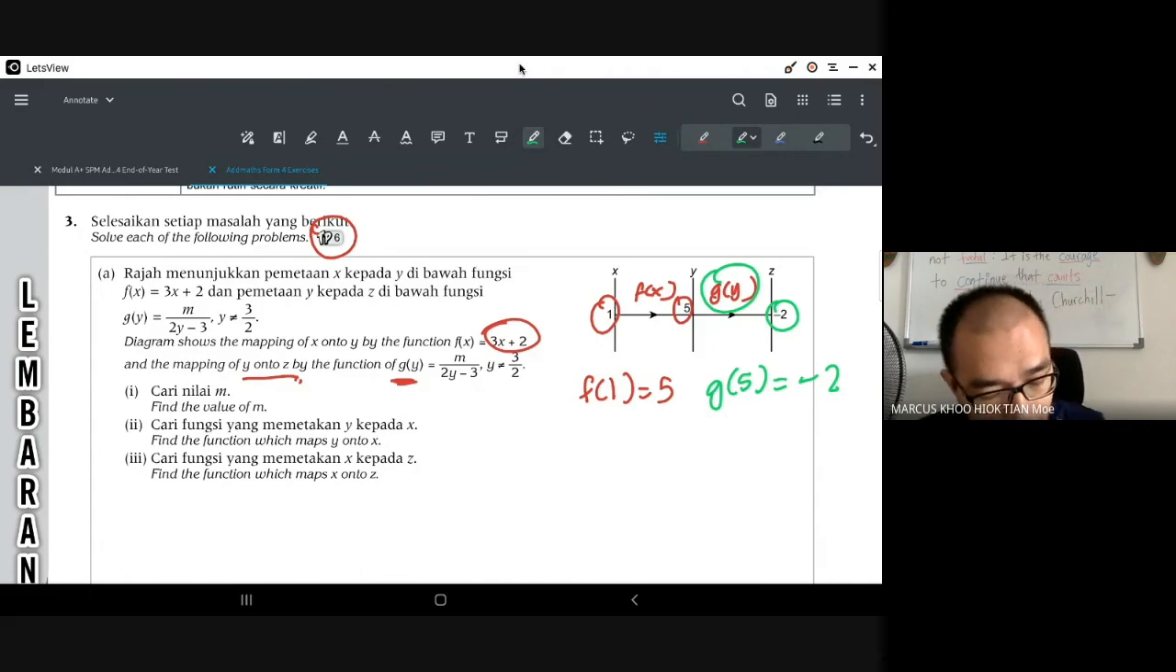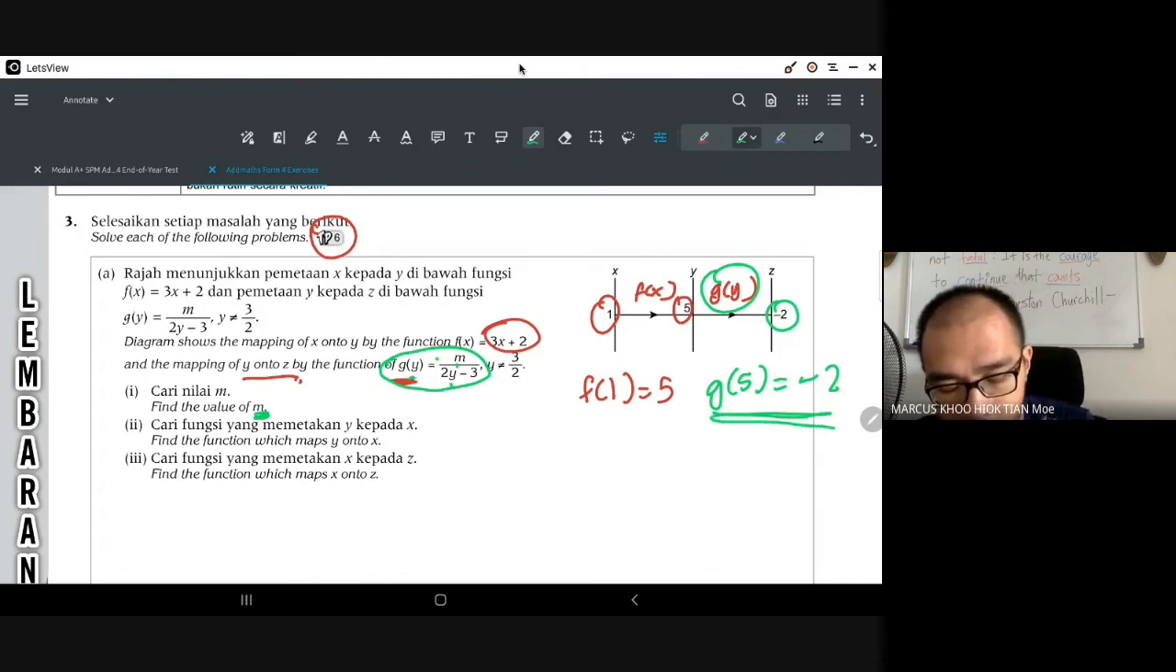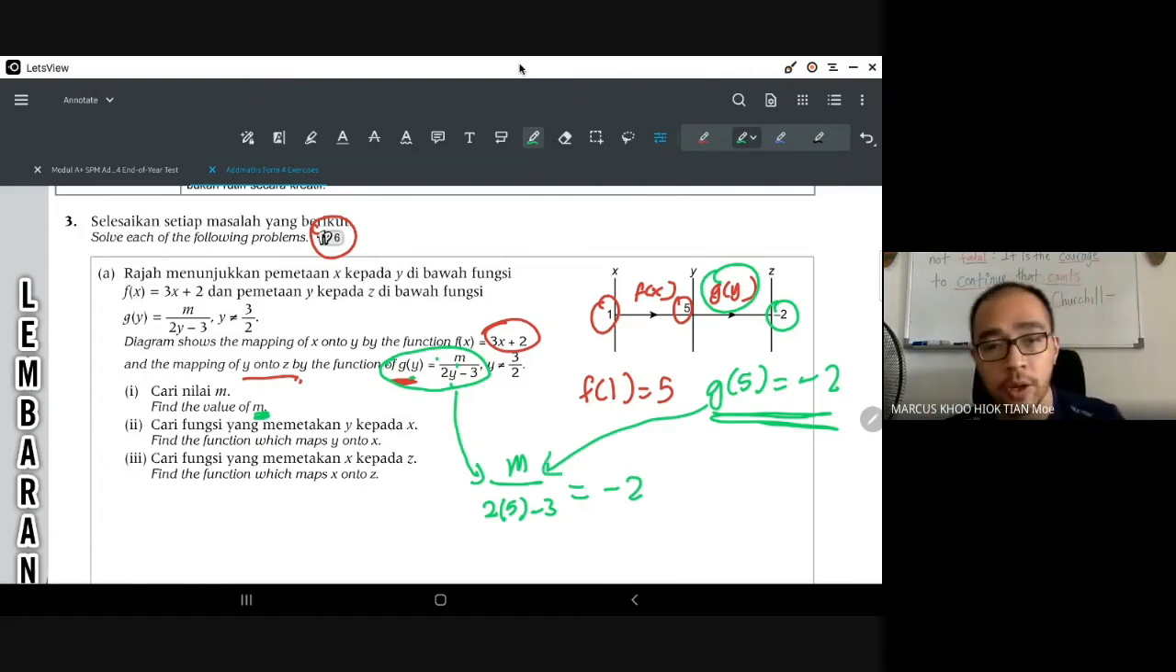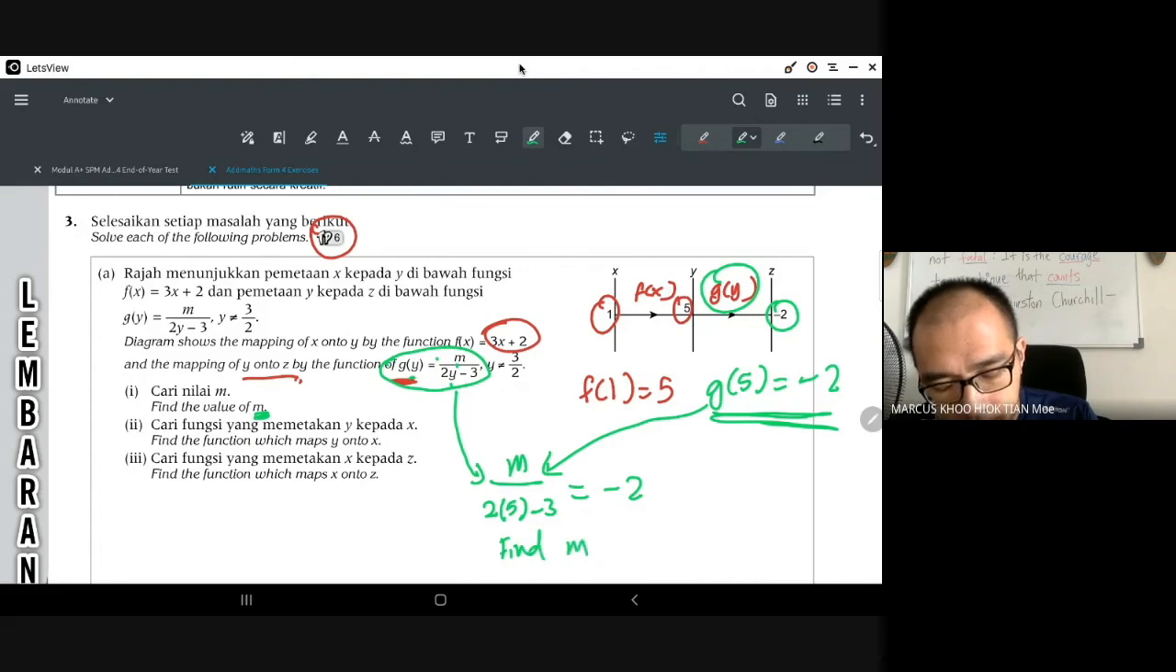Now take a look at this. Find the value of m. m appears in this equation. Do we have enough information over here to find m? Actually we do lah. If g(5) equals negative 2, I can say that m over 2 times 5 minus 3 equals negative 2. I'm replacing the y with 5, so g(5), and then I'm making it equal to negative 2. So from here you find m.